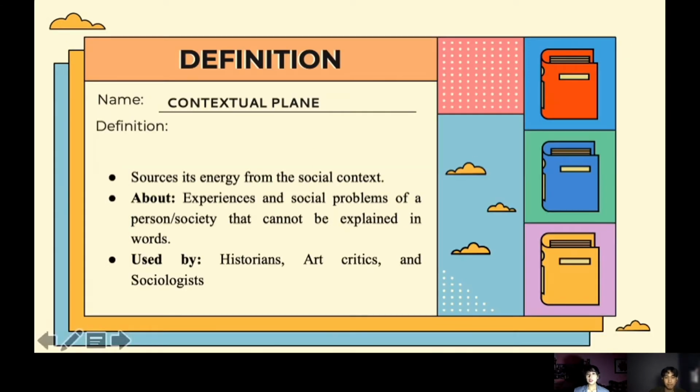So now let's proceed to the definition of contextual plane. It sources its energy from a social context. Just like what I said earlier, it analyzes the artwork from a different perspective and sources its energy from a social context. Contextual plane is all about the experience and social problems of a person or society that cannot be explained in words. Contextual plane is used by some people known as historians, art critics, and sociologists.